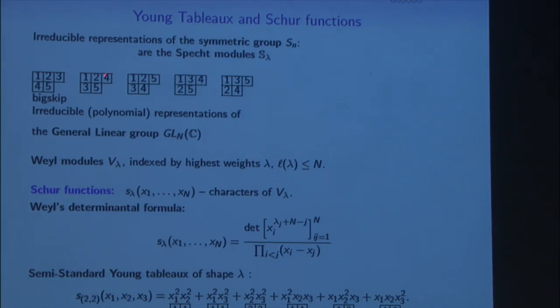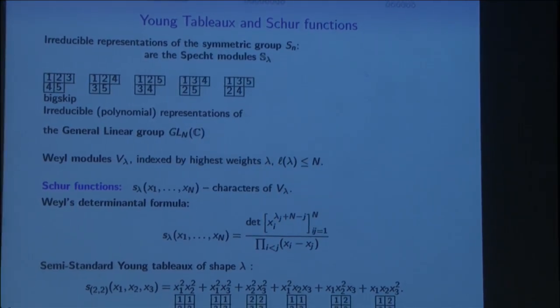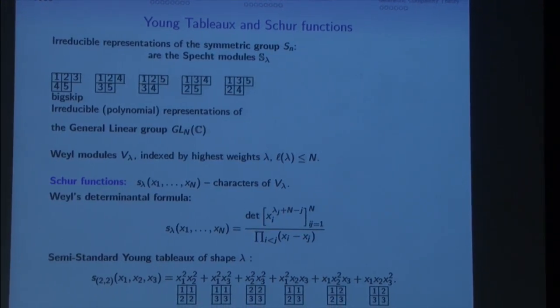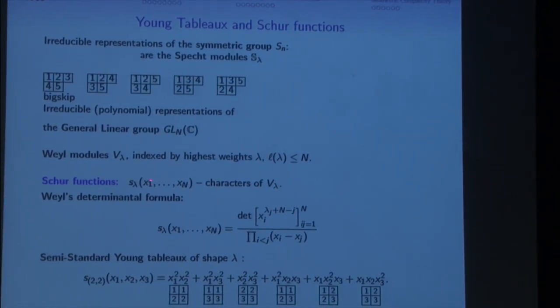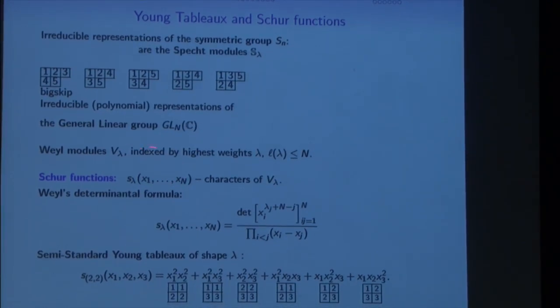And we will see very quickly structures like this standard Young tableau, and they come again into the study of the representation theory of the general linear group, where this time we consider the characters of these Weyl modules. These variables represent the eigenvalues of a given matrix from GLN.